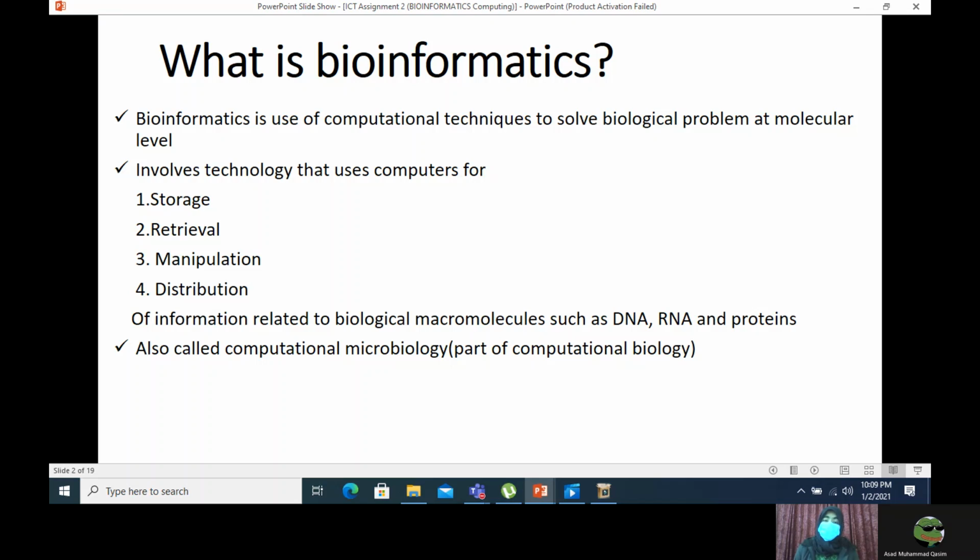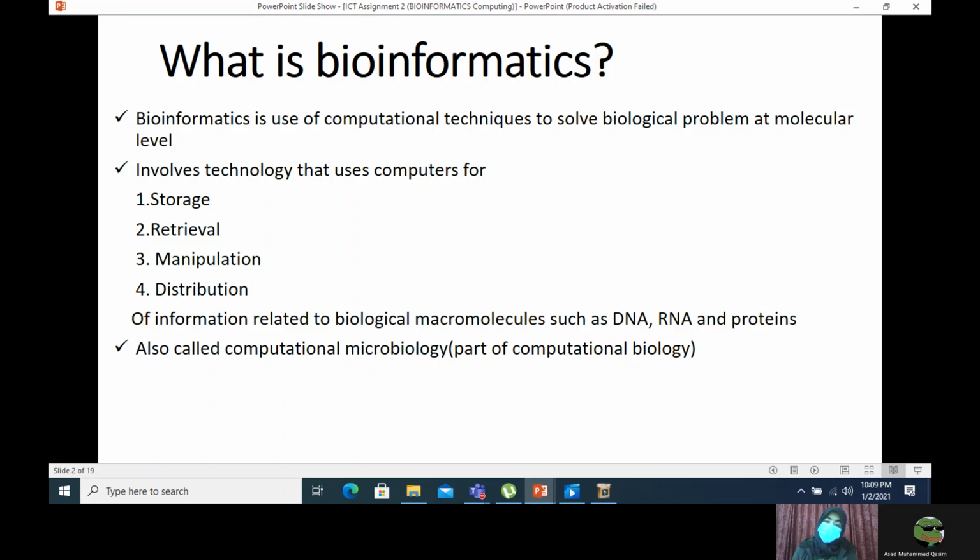Number two, retrieval. For example, we need that information back, so we can access it through our computers and retrieve it. Number three, manipulation. We need to edit that information or make a change in it. We can do that whenever we want. Number four, distribution. We can distribute this information into any kind of classes whenever we want, using our computers for our convenience, using the formulas already present in the computer.